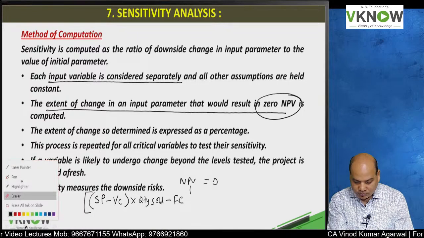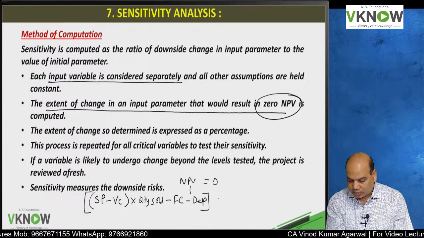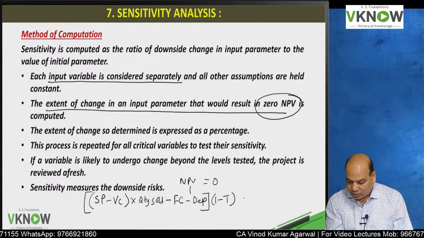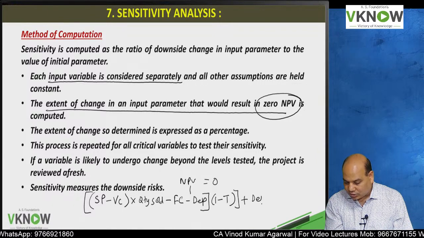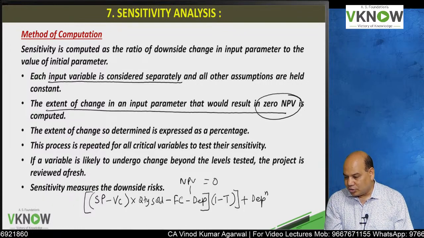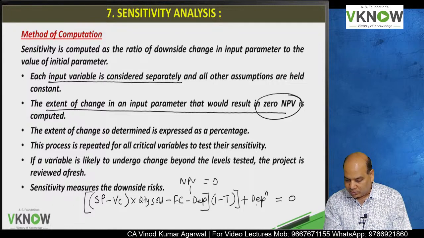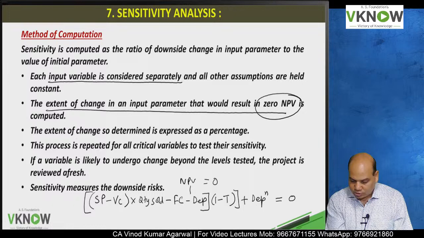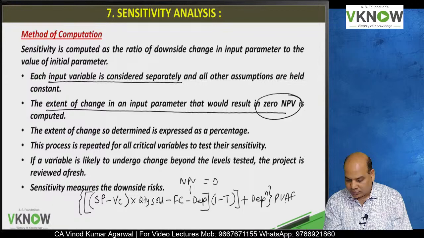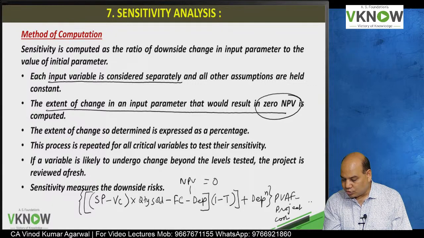If you have depreciation, then minus depreciation, that will give you PBT, and you multiply by 1 minus T, which will give you PAT. You add back depreciation, you will get CFAT. Sorry, that will be multiplied by one more thing. This whole thing you multiply by PV annuity factor minus project cost, and that should be equal to 0.